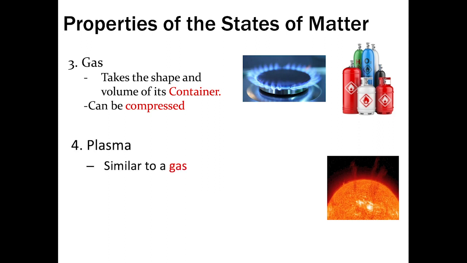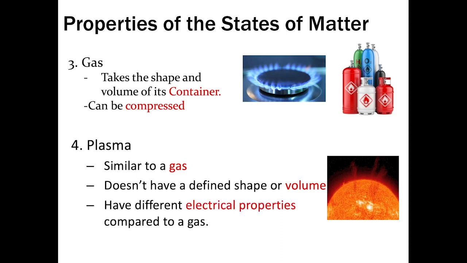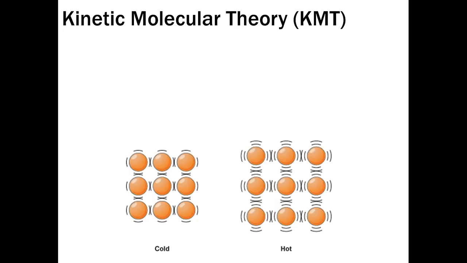Plasma is the fourth state of matter. We're not going to talk a lot about it, but you should know that it does exist. It's very similar to a gas, but it doesn't have a defined shape or volume, and it has different electrical properties compared to gas. If you're interested in that, I would encourage you to go research a little bit more about it.